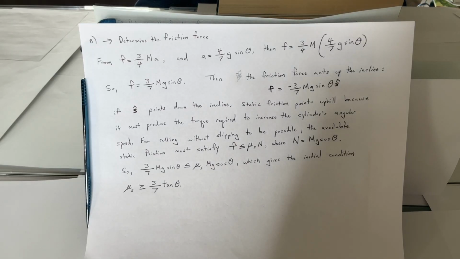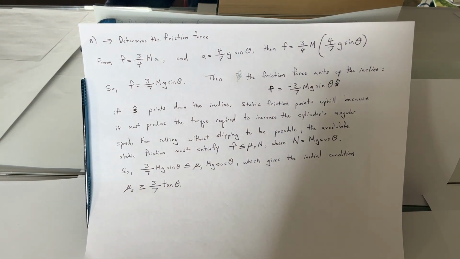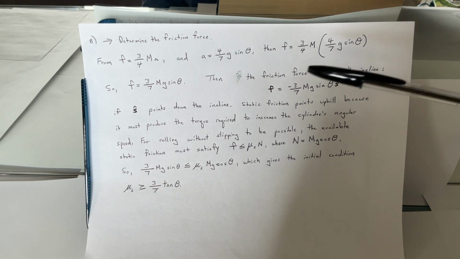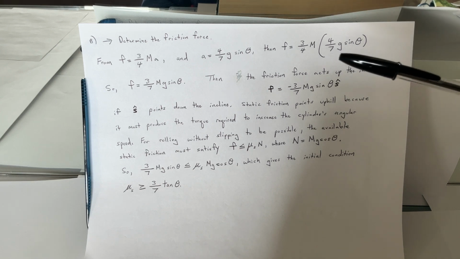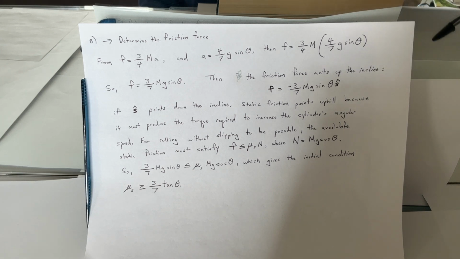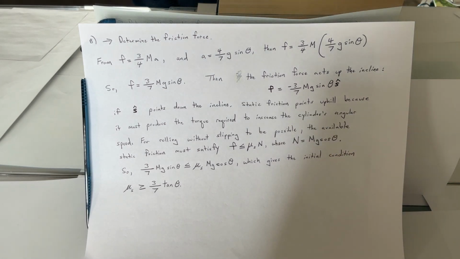So now we have physics rolling motion problem, part B. We want to determine the friction force for part B. From F equals 3/4 ma and a equals 4/7 g sine theta, then F equals 3/4 m times the quantity 4/7 g sine theta. So F is going to be equal to 3/7 mg sine theta.